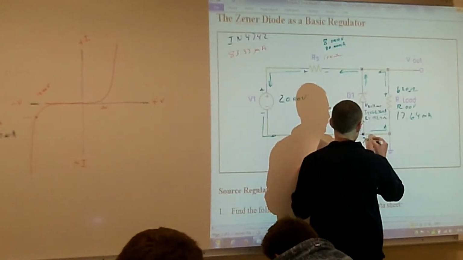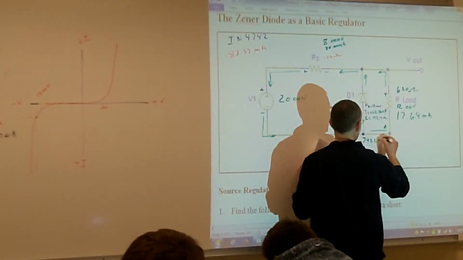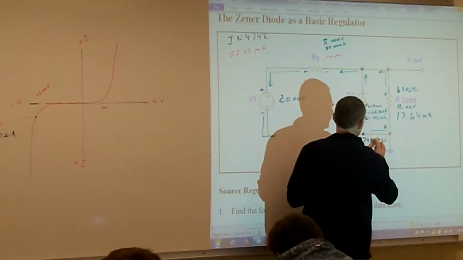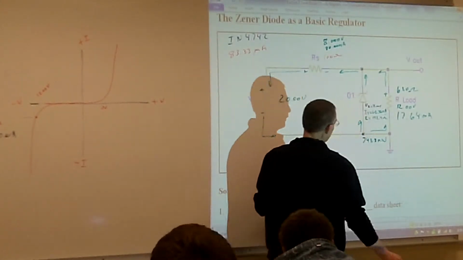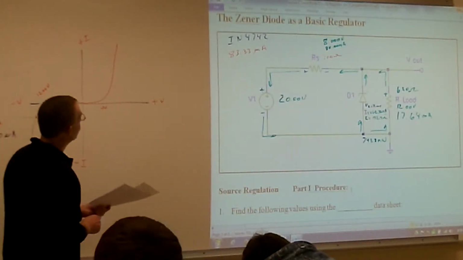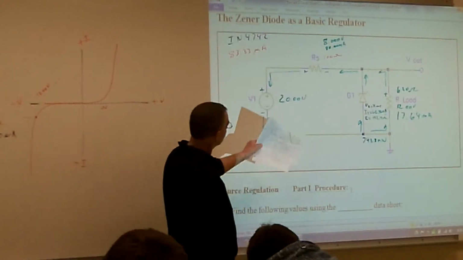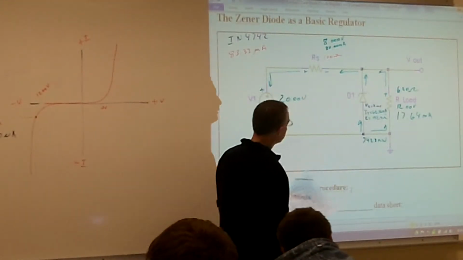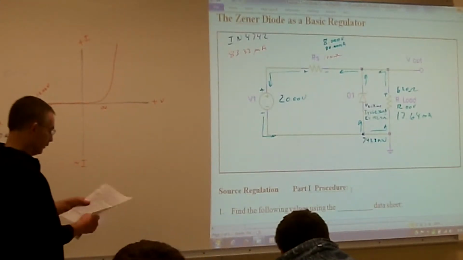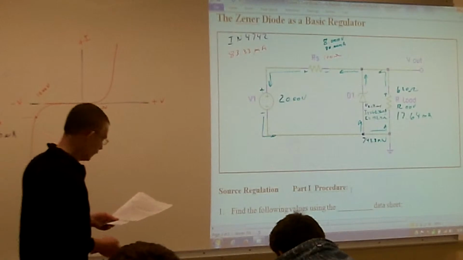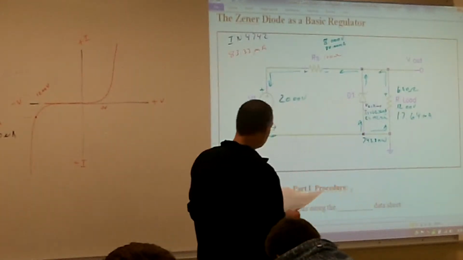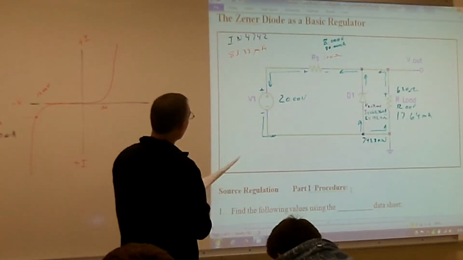Yeah, so 748.3 milliwatts. So am I within range of my specifications of a 1-watt Zener? Yeah, I'm still within range, but I'm getting pretty close to the edge of that tolerance there. All right.